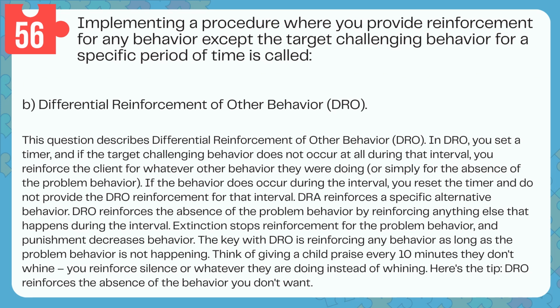Extinction stops reinforcement for the problem behavior, and punishment decreases behavior. The key with DRO is reinforcing any behavior as long as the problem behavior is not happening. Think of giving a child praise every 10 minutes they don't whine. You reinforce silence or whatever they are doing instead of whining. Here's the tip. DRO reinforces the absence of the behavior you don't want.